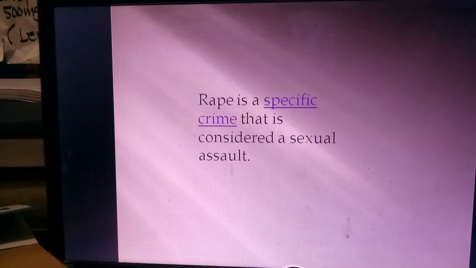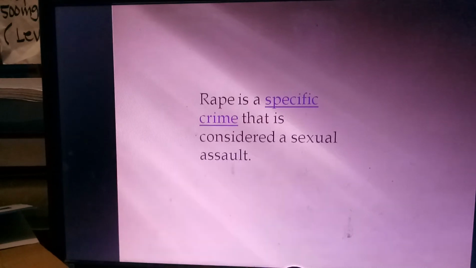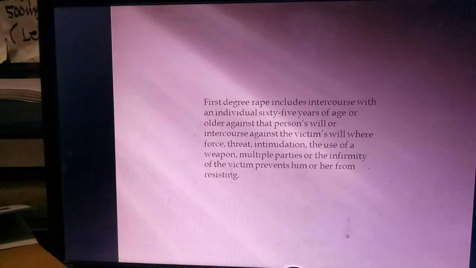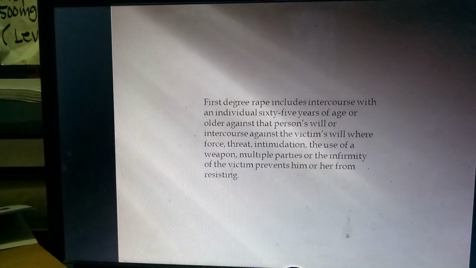Rape is a specific crime that is considered a sexual assault and a taboo to all cultures. There are many classifications of rape. One is first degree. It's a rape including intercourse with an individual 65 years of age or older against that person's will, or intercourse against the victim's will, where force, threat, intimidation, the use of a weapon, multiple parties, or the infirmity of the victim prevents him or her from resisting.